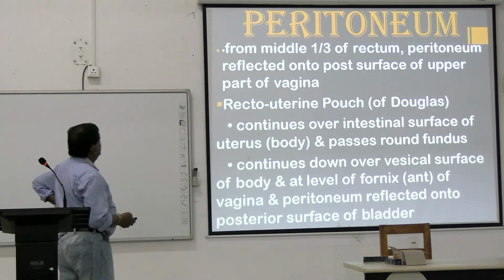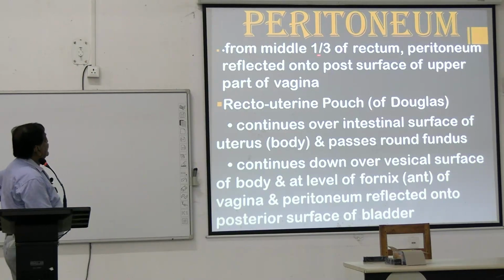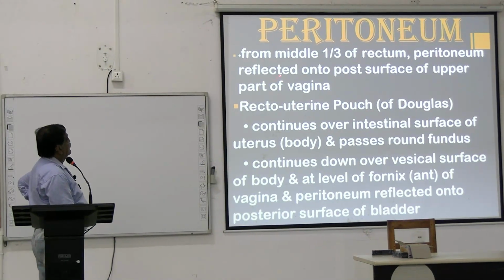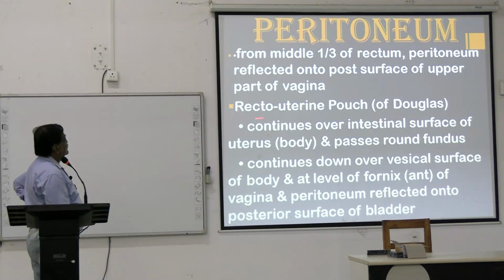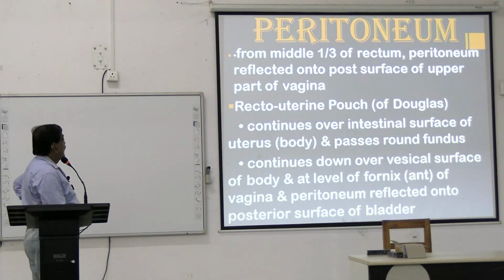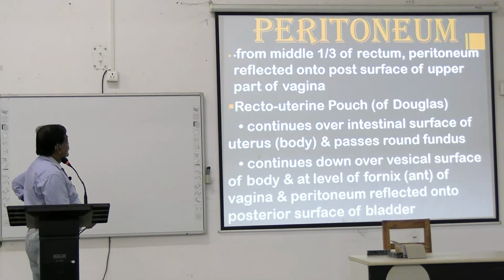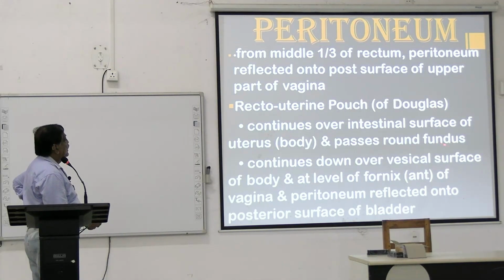Now, peritoneum. From the middle third of the rectum, the peritoneum is reflected onto the posterior surface of the upper part of the vagina, forming the recto-uterine pouch, the pouch of Douglas. This can be a short note of 4 marks. It continues over the intestinal surface of the uterine body and passes over the fundus. It continues down over the vesical surface of the body to the level of the anterior fornix of the vagina, and the peritoneum is reflected onto the posterior surface of the bladder.